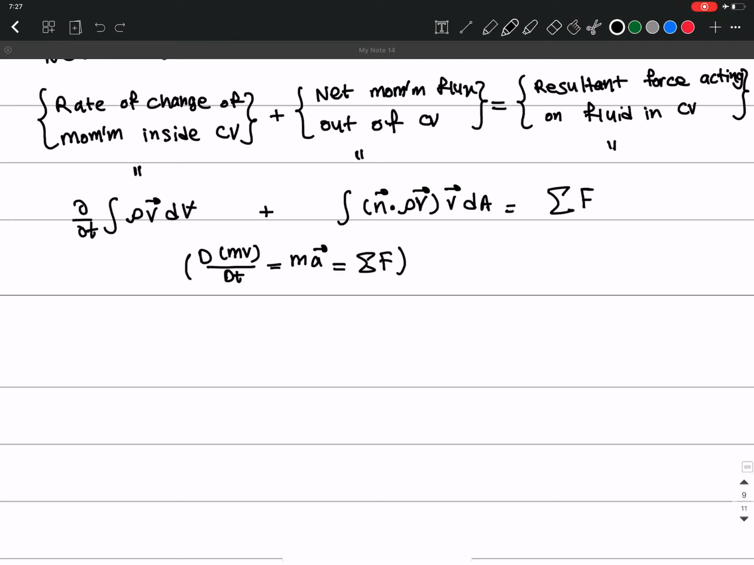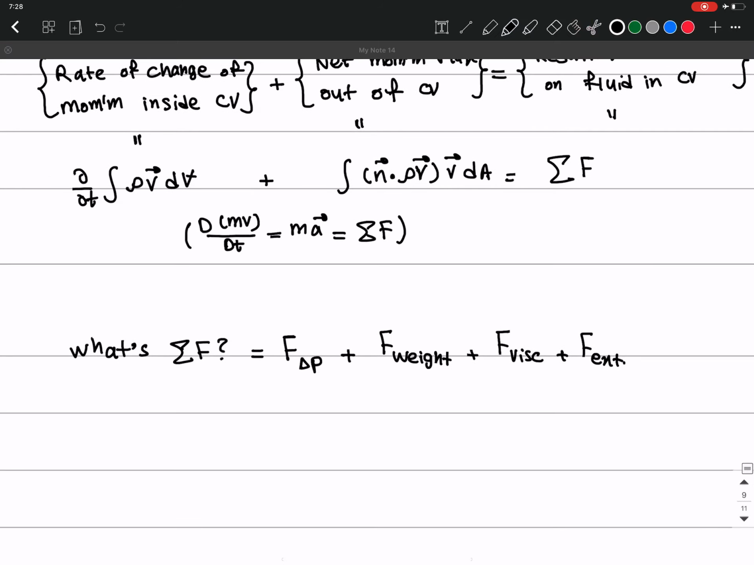So let's first see what is sigma F. What are the forces that act on a fluid? So sigma F is going to be composed of F of pressure. The first one is the pressure changes, which are acting on the fluid. The weight of the fluid, so weight force. Viscosity is another force that we can have, and then plus external forces that are exerted on the fluid, for example, by channel or other things.